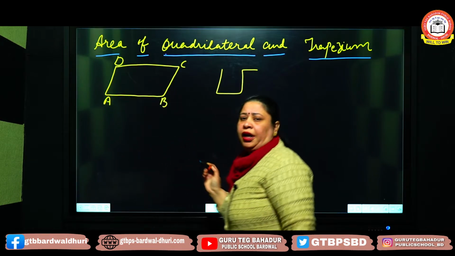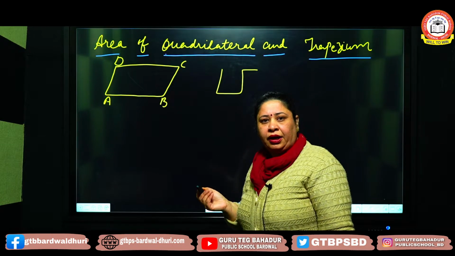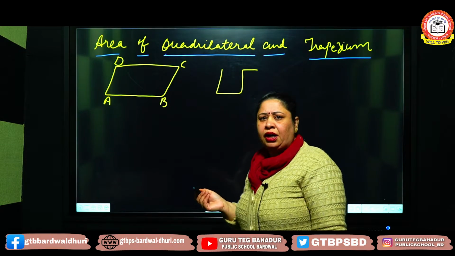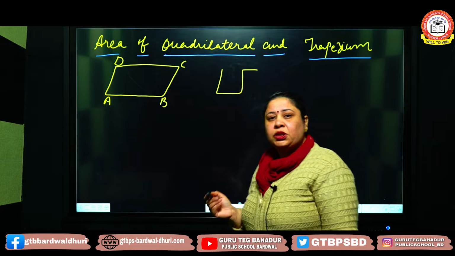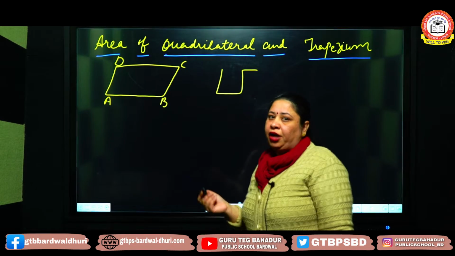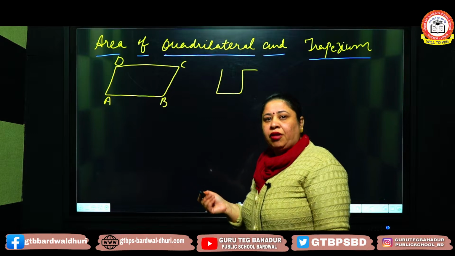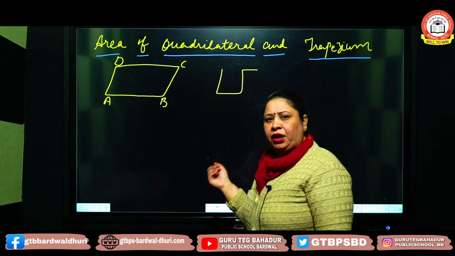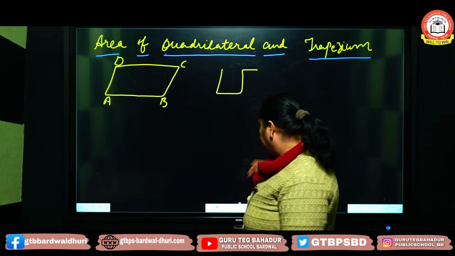You know the square, the rectangle, the rhombus and the parallelogram. These are also quadrilaterals, but those are special types of quadrilaterals. Because of their properties, we can find the area of those quadrilaterals very easily. But this is a simple or general quadrilateral. So what will I do?